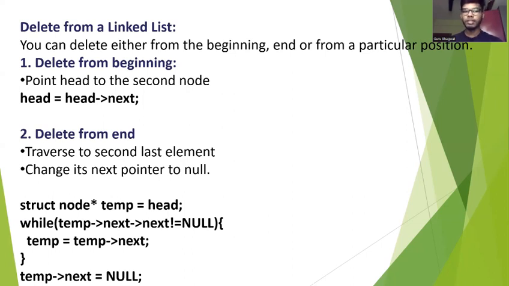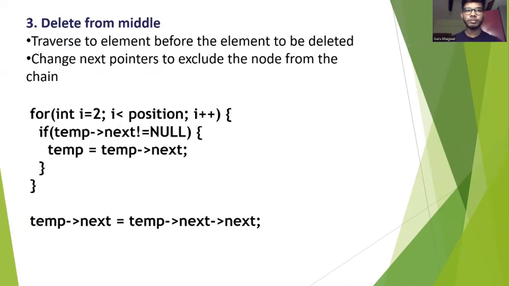We have to traverse the elements to the second last element and change its next pointer to null. To delete from the end, we have to traverse all the elements up to the second last element, then change its next pointer to the null pointer. Then the end of the linked list is represented by null. So this is the C function for the deletion from the end.